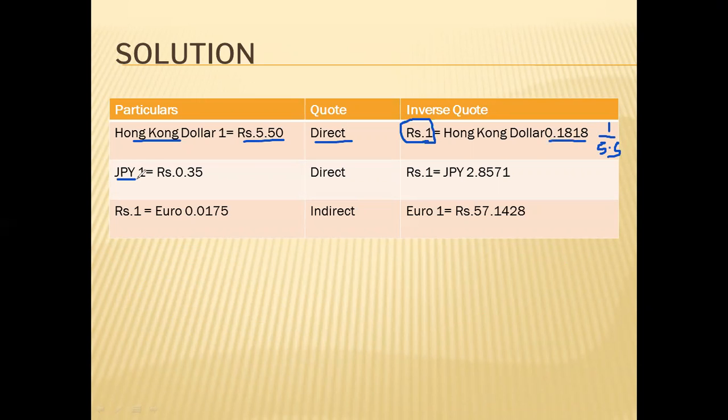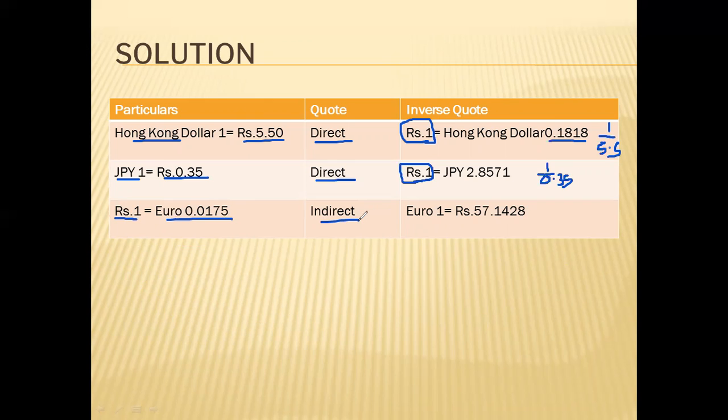Similarly, 1 Japanese yen is equal to rupees. This is a direct quote. So to make it indirect, you will have to bring the home currency to the left-hand side, rupees, and then you will have to do 1 divided by 0.35. We have seen the formula, no? The reverse of the quotation will be the inverse of that quote. So if 1 rupee equals euro is like this, 0.017, this quote will be an indirect quote.